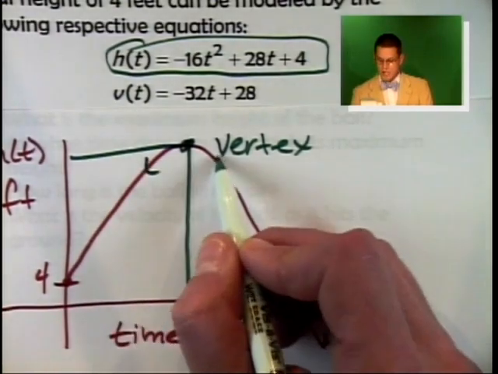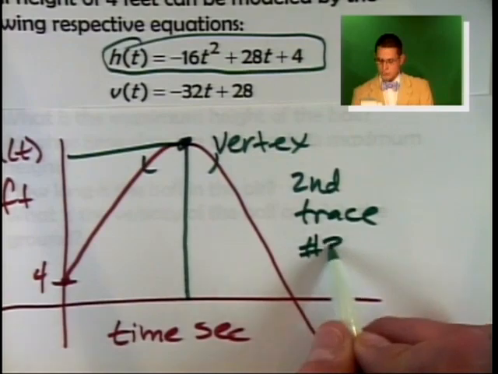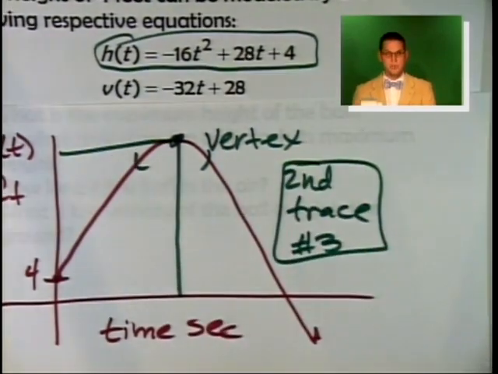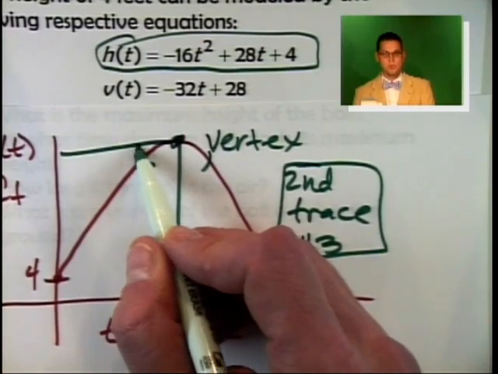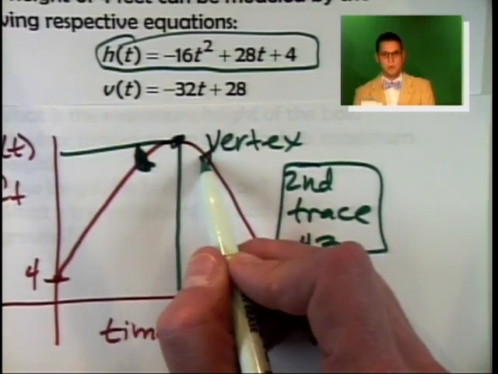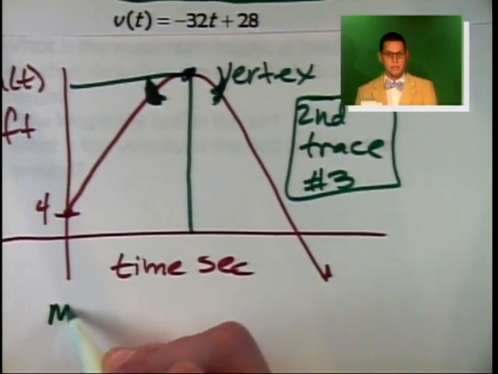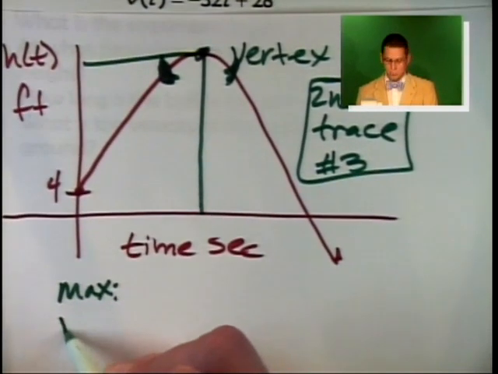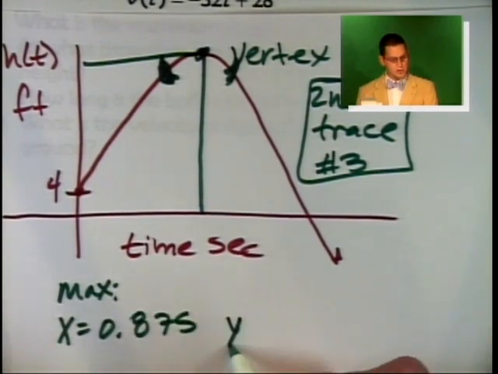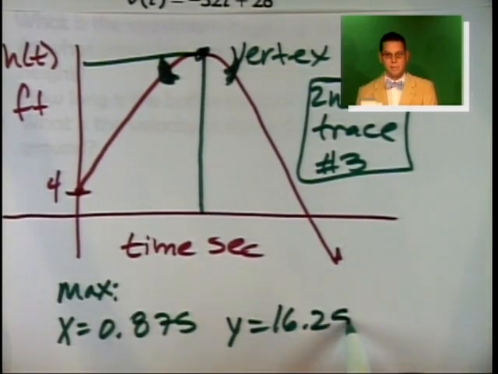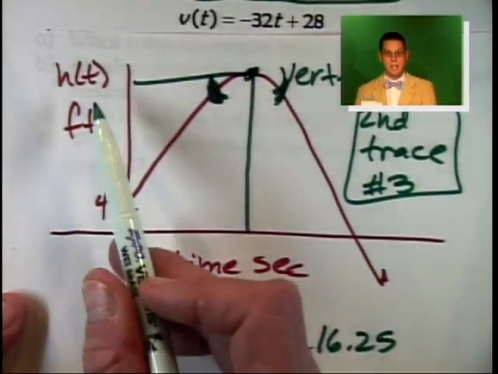There's a command. If you hit second trace number 3 on your TI calculator, there'll be a maximum key. It'll ask you for a left bound, so you scroll to the left and hit enter, scroll to the right of the high point and hit enter again, and it should print out this right here. It'll tell you that there's a maximum, and it'll give you x equals 0.875, and it'll tell you that y is 16.25. Now, it's using x's and y's. We're calling it t's and h's.